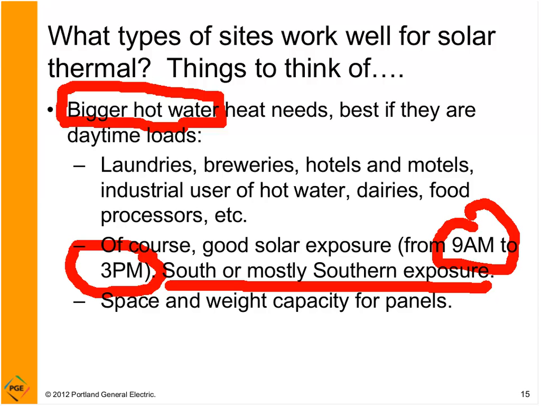Lastly, you need to think about space and weight constraints. These panels are typically pretty heavy because they've got water inside them. So if you're putting them on a roof, you have to make sure your roof has structural capacity to hold them up.